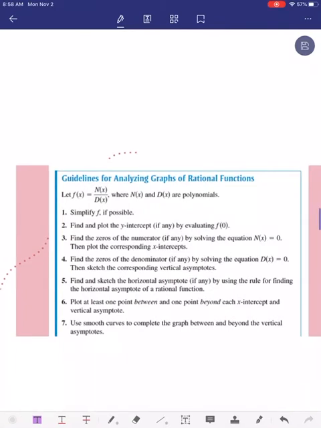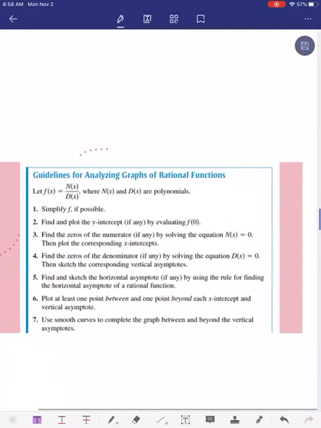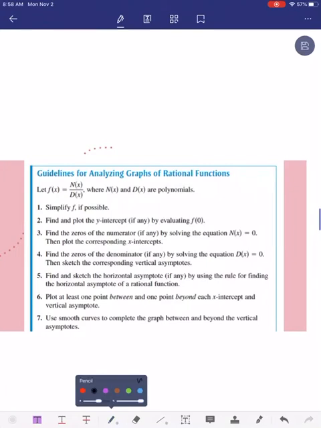When we're finding asymptotes or graphing, we have a couple of guidelines. Now, they're listed out with a lot of words, so I like to come up with a little acronym that helps us remember what we're looking for a little bit easier. It says let f of x equal n of x divided by d of x, where n and d are polynomials. Same thing that we've been looking for.